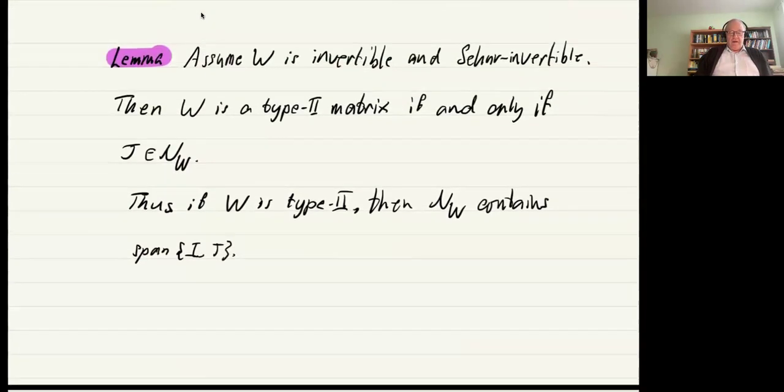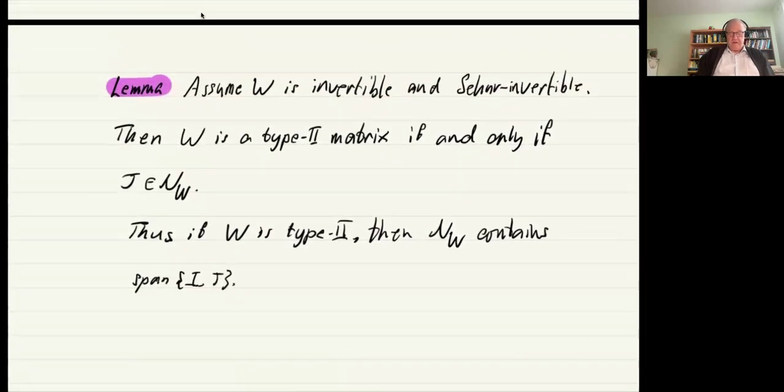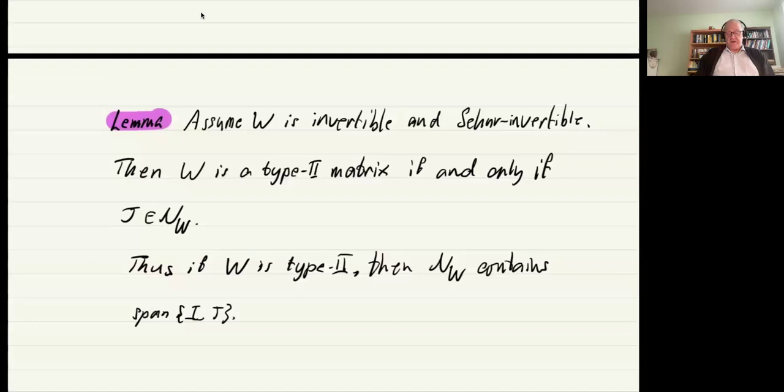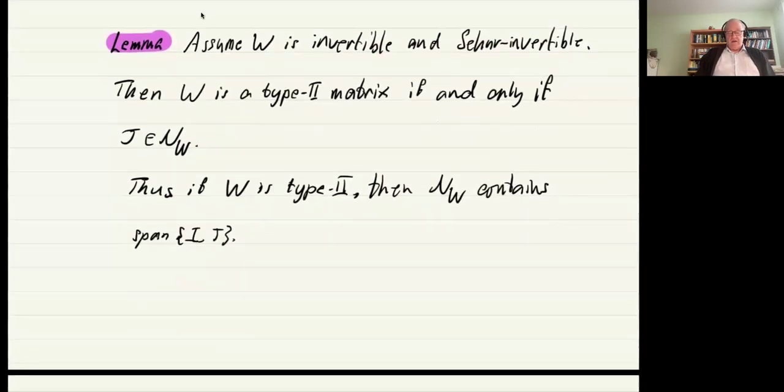So the lemma I want to discuss, I think I'm going to leave for you guys. Suppose I've got an invertible and Schur invertible matrix W. Okay, so this is just saying that the entries are non-zero, and this is just invertible as we're used to. So under those conditions, W is type 2 if and only if the all ones matrix is in the Nomura algebra.